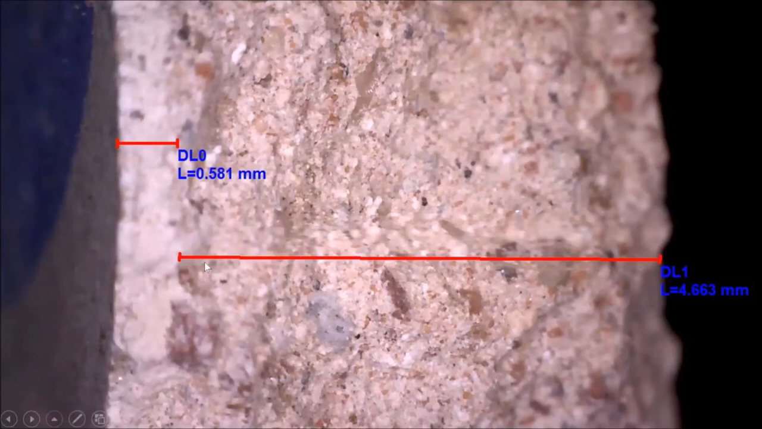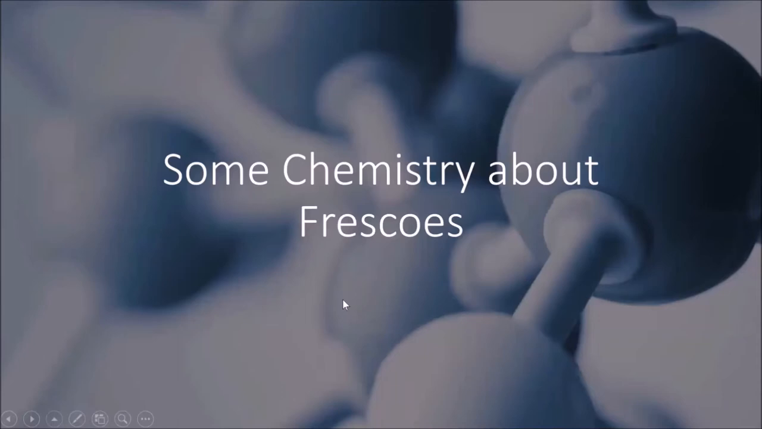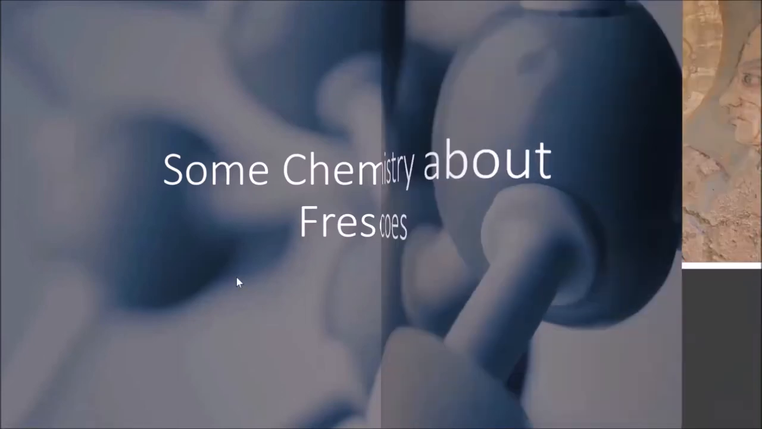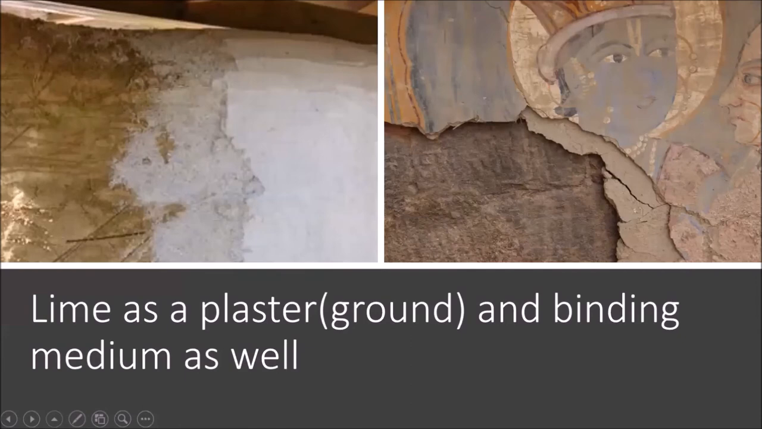This 4.633 millimeter thickness is of arriccio, which is the coarse plaster, lime mixed with sand and aggregates, and this portion is 0.581 millimeter. It is more of lime and a little bit of sand or marble dust. And over this, if you can see this blue, the painting has been made. So talking about the chemistry, this is interesting and important to understand frescoes. Lime as a plaster is acting as a ground as well as the binding medium. So this is the basic thing about fresco.